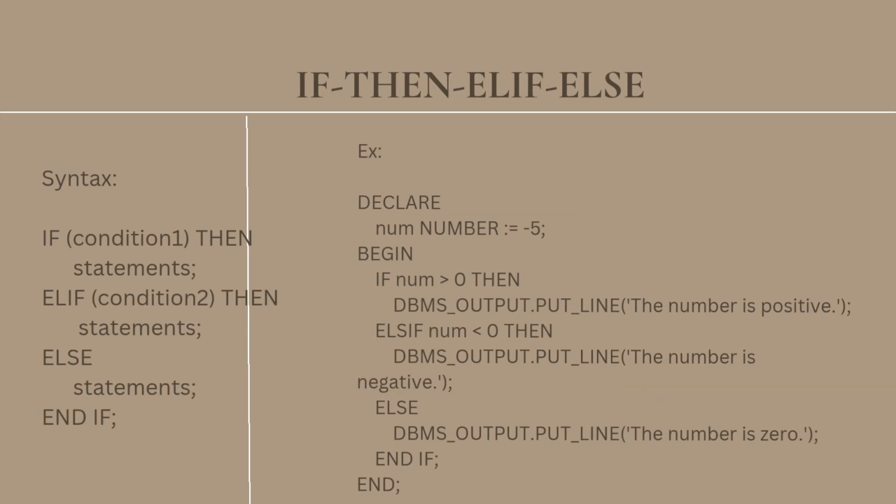When we want to check multiple conditions, then if-then-elsif-else is used. Syntax is displayed on the screen. In the example, the if condition checks whether num is positive, then the elsif condition checks whether it is negative, and if both conditions fail, then the else part will print "num is 0". Here, the example will print "num is negative", as it contains the value -5.